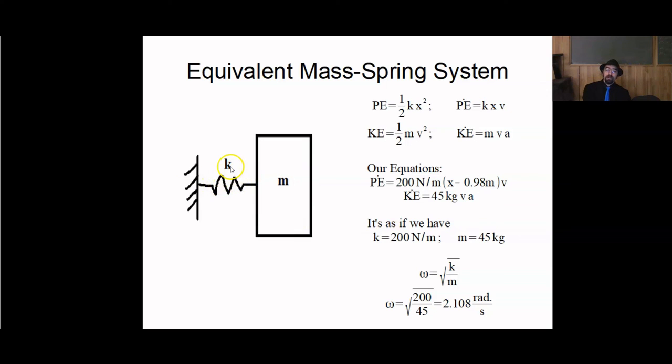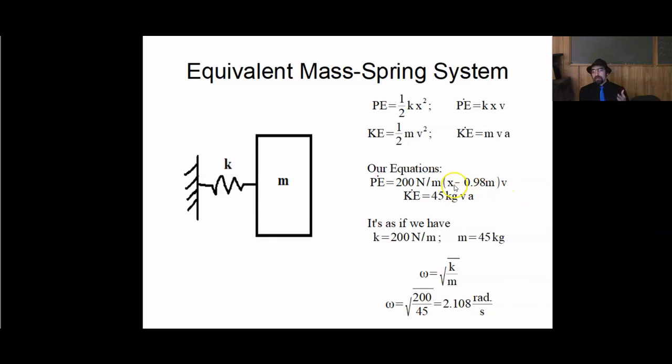I have a spring of some unknown k and a mass of some unknown m. For that, my potential energy is 1/2 kx squared. My kinetic energy is 1/2 mv squared. PE dot is going to be kxv. KE dot is going to be mva. Our equations have PE dot equals 200 newtons per meter times x minus 0.98 meters v.